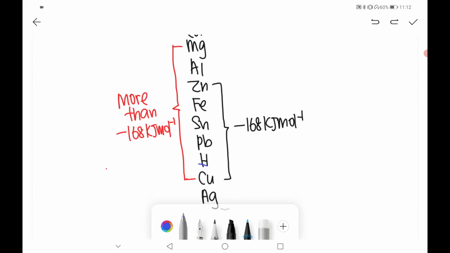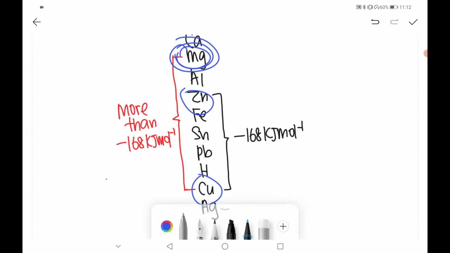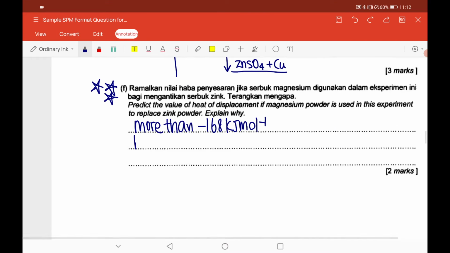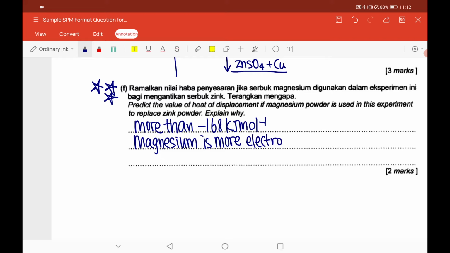But now when we change the zinc with magnesium, magnesium is even more powerful gangster than the zinc. So therefore, you can see the gap is even greater. So how do you explain it? Okay, you just need to write: magnesium is more electropositive than zinc. Okay, means magnesium is even more powerful gangster than zinc.